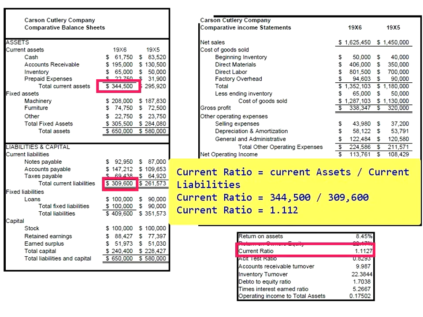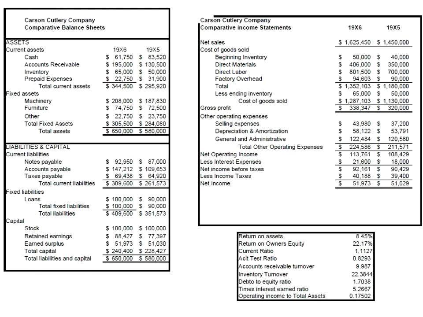The next one is the current ratio, which is current assets divided by current liabilities. This result is 344,500 divided by 309,600, and the number is larger than 1, 1.112, which means that we are able to cover our short-term liabilities with the current assets that we have. A more stringent measure of short-term liabilities is the acid test ratio.